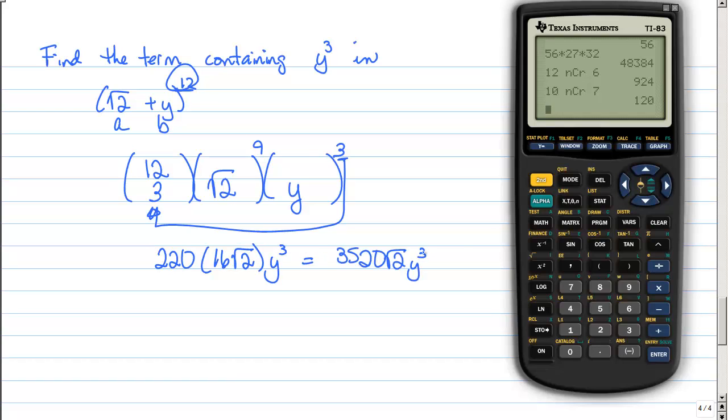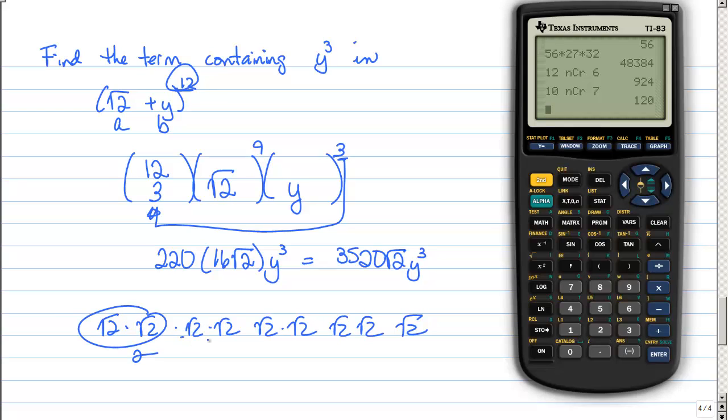So, and if you're not getting that square root of 2, you could write it out 9 times. Okay, that makes 2, that makes 2, that's 2, that's 2. Multiply all that together, that's where the 16 comes from, and you have 1 left over.